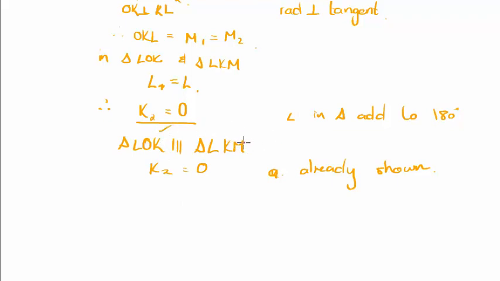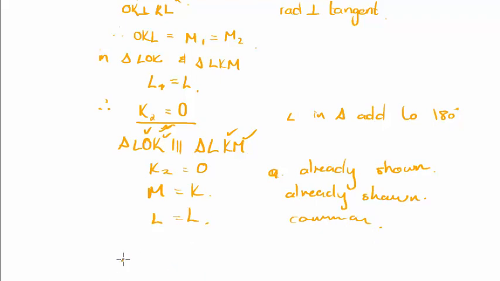Okay, so K2 is equal to O. Then we've already shown that M is equal to K. So M is equal to K, already shown. And then L is equal to L, already shown. Well, common. And so they're also similar.